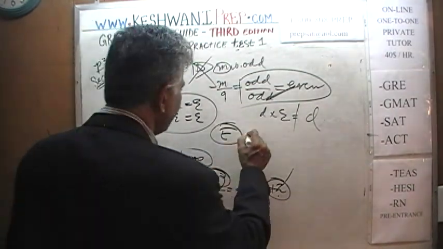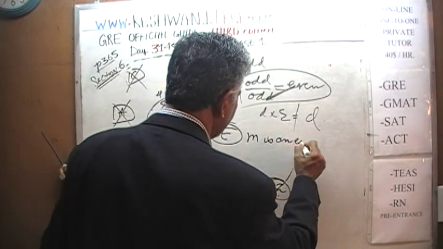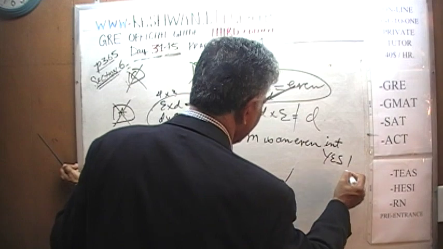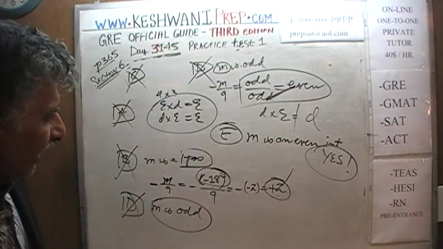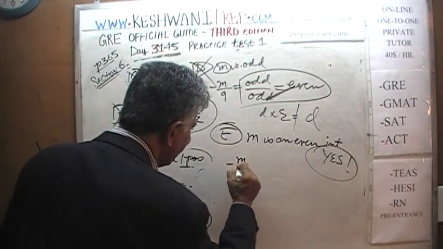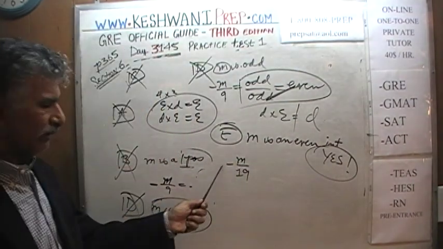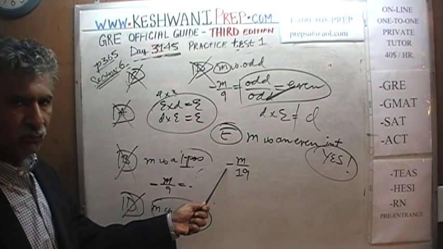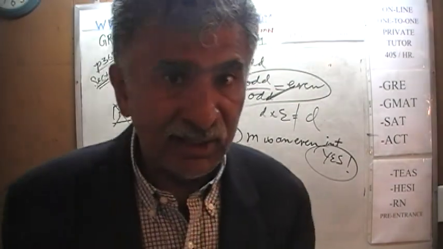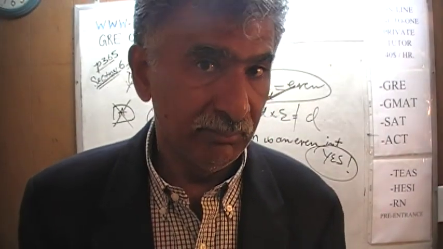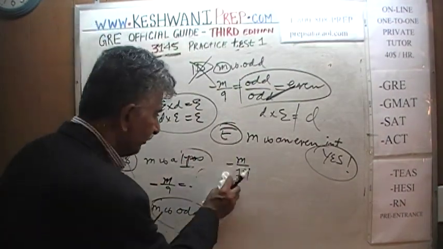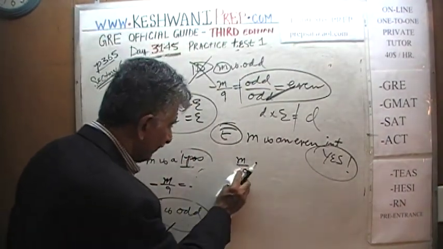It says M is an even integer. And the answer is yes. That is something that has to be true. M has to be even. Why? Because we have negative M over 19. First of all, this negative plays no role. That negative in the front is just to catch those people who do not realize that negative 10 is actually even. Even though it's negative, it is even. That's the only reason why it's there, to throw you off. So it really plays no role. The fact that it's 19 also does not play a role.